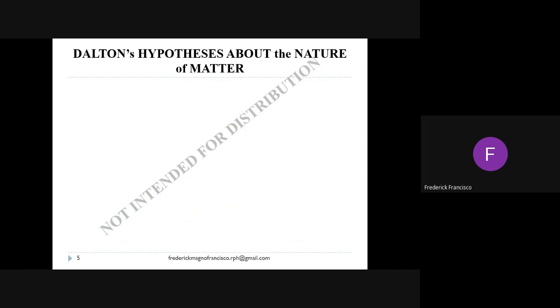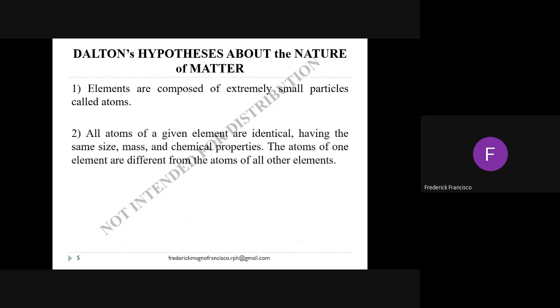Dalton's work marked the beginning of the modern era of chemistry. The hypothesis about the nature of matter, on which Dalton's atomic theory is based, can be summarized as follows. Number one, elements are composed of extremely small particles called atoms. Number two, all atoms of a given element are identical, having the same size, mass, and chemical properties. The atoms of one element are different from the atoms of all other elements.